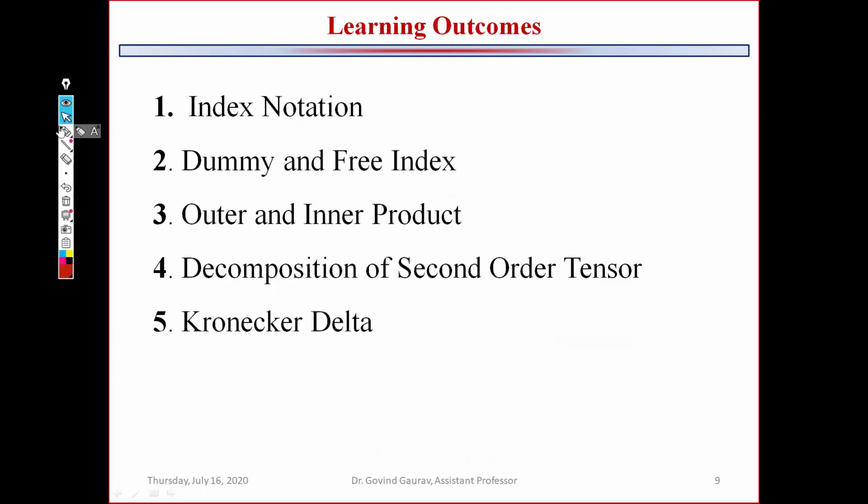So the learning outcome for this session is that we have studied the index notations. Index notations are shorthand notations for writing any expressions. The index notations are of two types. The first is the dummy index, and the second is known as the free index, or we also call it a generic index. The next is when we studied the outer products as well as the inner product. Next, we studied the decomposition of a second order tensor.